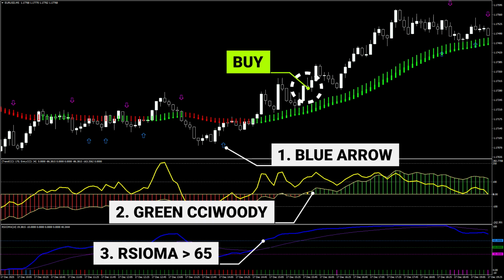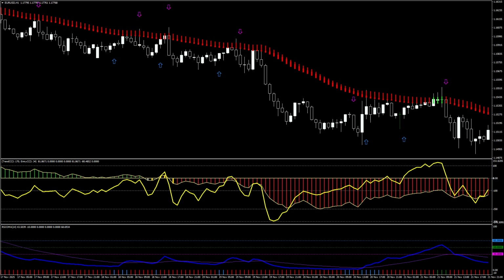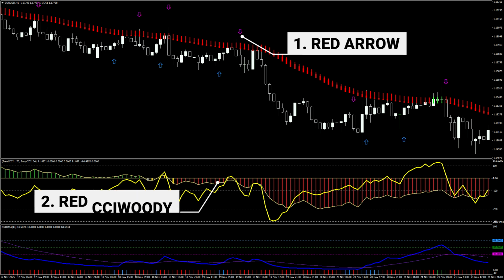Now, let's flip the script and discuss how to profit when the market is going down. The sell rules are simply the opposite of the buy rules, but you must be just as disciplined. Here's the checklist for a short position. Number 1, wait for the moving average crossover to provide a clear sell signal. Number 2, look at the double CCI Woody histogram. For a valid sell, these bars must be red.